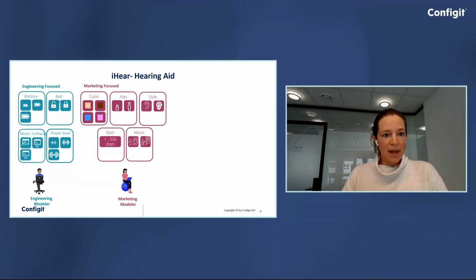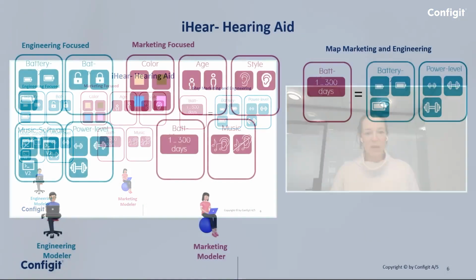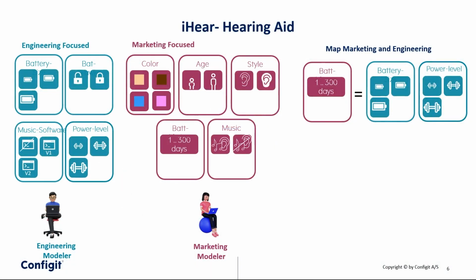Now, just like I referenced, sometimes we need to map between marketing and engineering. So in this battery example, to get an estimate of how long a battery is going to last, I need to make a relationship between battery lifetime, the battery size, and the power level. The engineering team lets me know you can approximately expect this much battery life with these various combinations, and that would be a rule that I would put into the product.